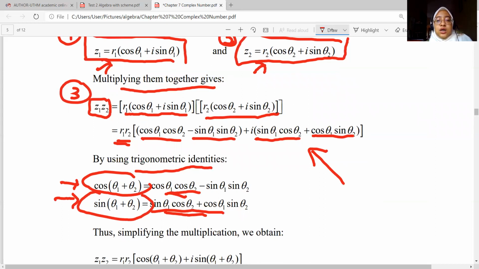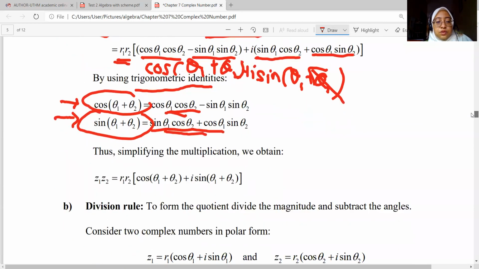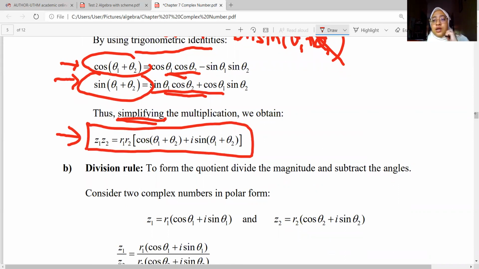The second one will be sin of theta 1 plus theta 2. This one will be cos of theta 1 plus theta 2. Here there is an imaginary number. So after we simplify, you have to use this. It is much simpler than this one. Just use this.